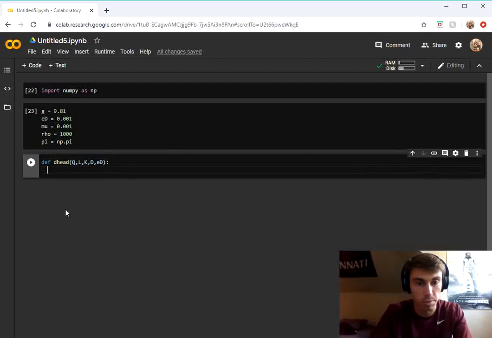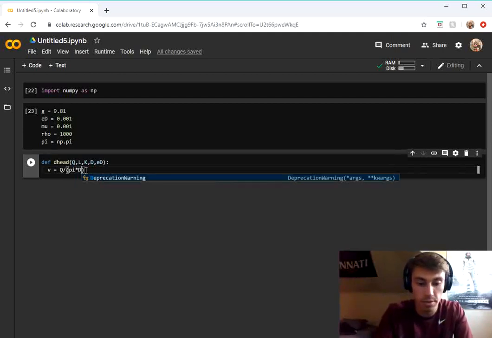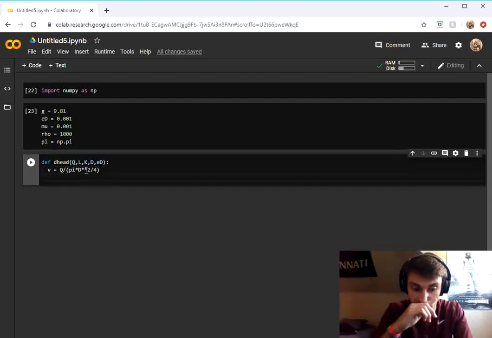So from here, we're going to say that the velocity is equal to the flow rate divided by pi times the diameter squared divided by 4. Now that we have that, we also need the Reynolds number, which is going to be equal to the density times the velocity that we just found times the diameter divided by mu.